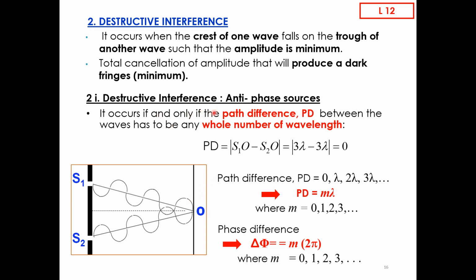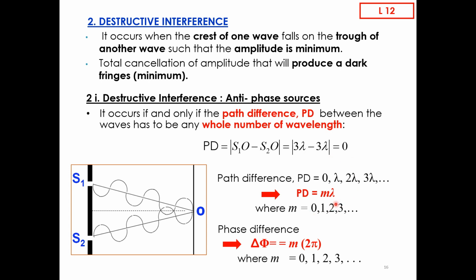Okay, so destructive interference for antiphase source occurs if and only if the path difference between the waves is any whole number of wavelengths. Okay, let us work it out together. For the path difference, source 1: 1 lambda, 2 lambda, 3 lambda. For source 2: 1 lambda, 2 lambda, 3 lambda. So 3 lambda minus 3 lambda is equal to 0.